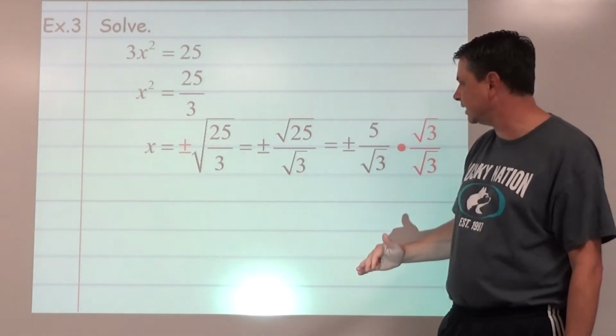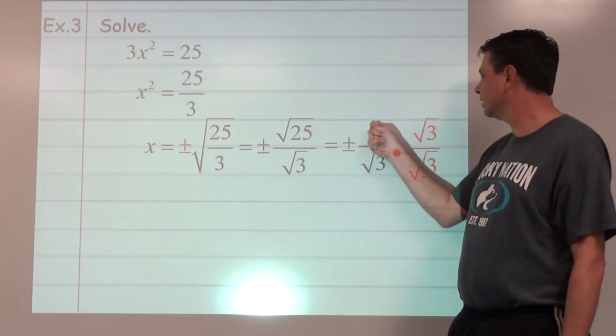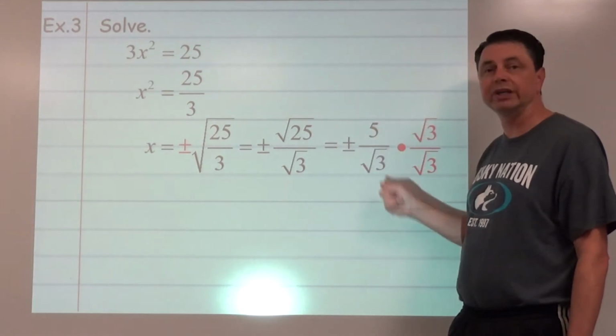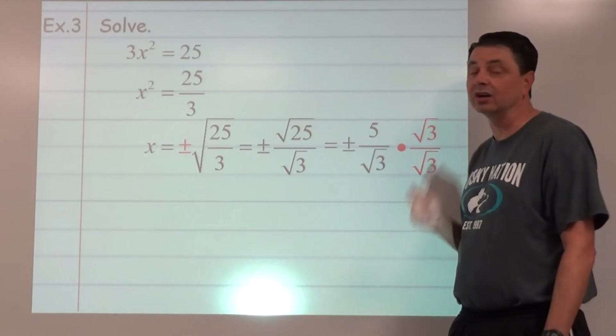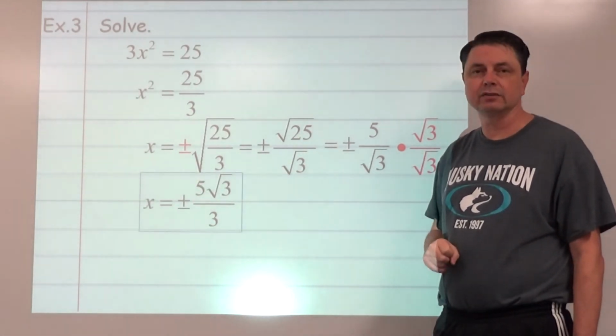We're going to get a final answer. We can't multiply these. That's not in a root. That one is. So plus or minus 5 root 3 over, multiply these together, and you get a denominator of 3. Final answer.